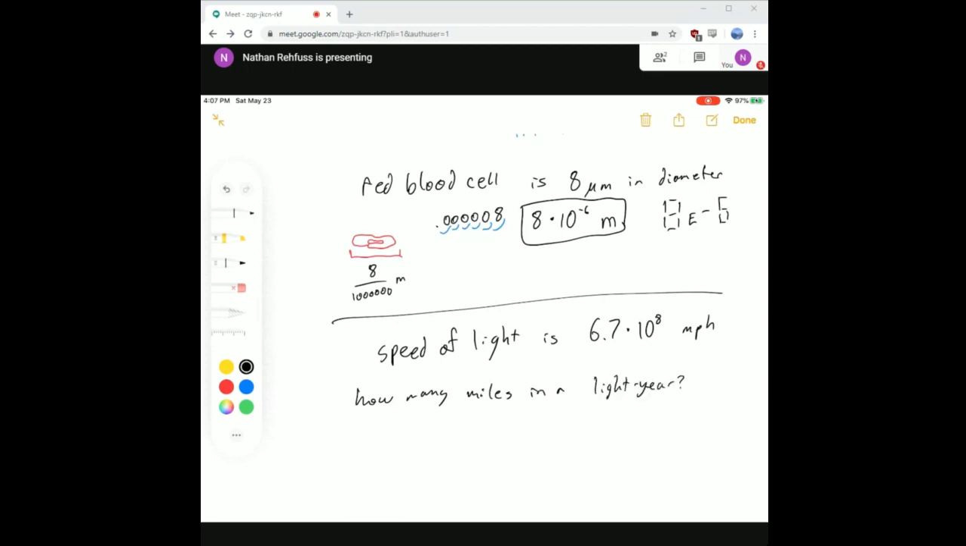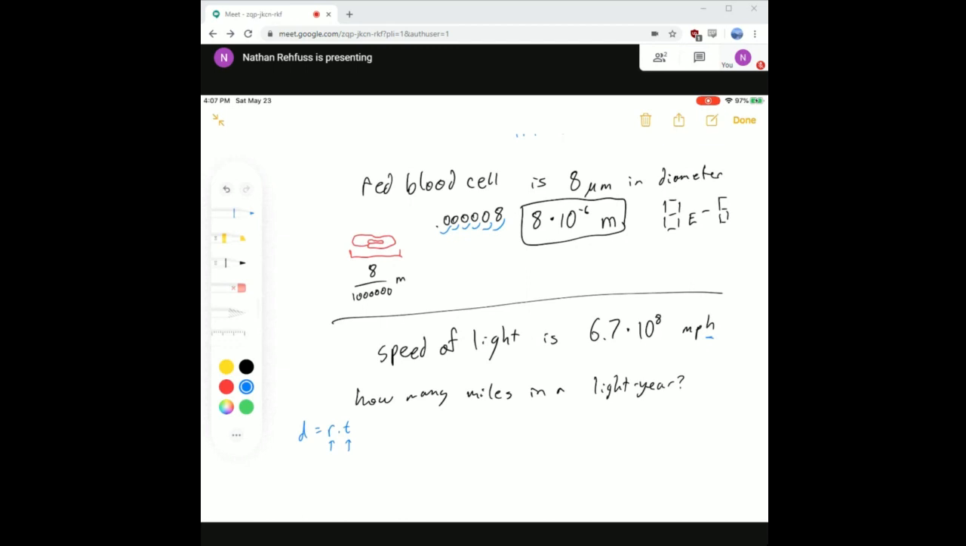Well, I'm looking at hours here. I want to know years. Keep in mind the equation, distance is equal to rate times time. So if I know the speed of light, that's going to be my 6.7 times 10 to the 8th. The time is going to be 1 year. If I can write that time in terms of hours, we'll find out how long a light year is.